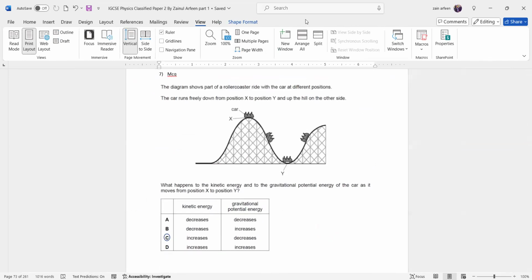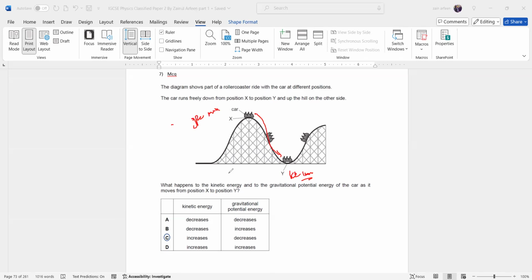The diagram shows a part of a roller coaster ride. At different positions, a car runs freely down from position X to Y. So which form of energy is maximum at this point? GPE will be maximum. And as it moves down, the gravitational potential energy will decrease and the kinetic energy will be maximum at point Y.